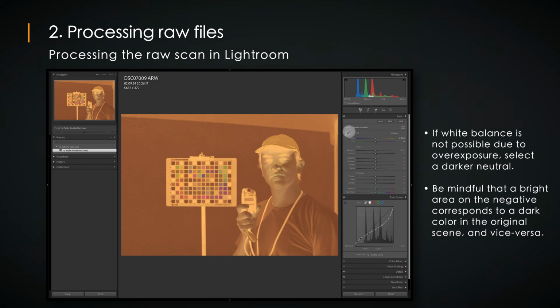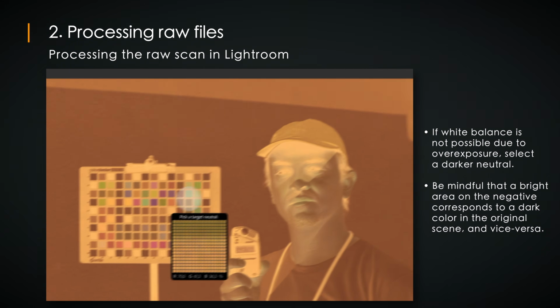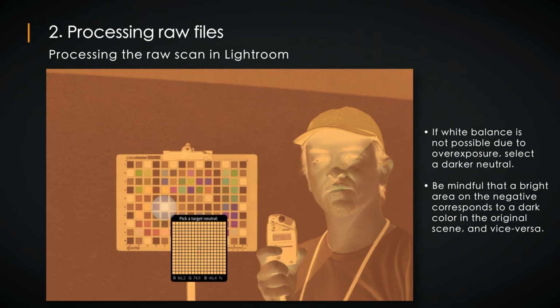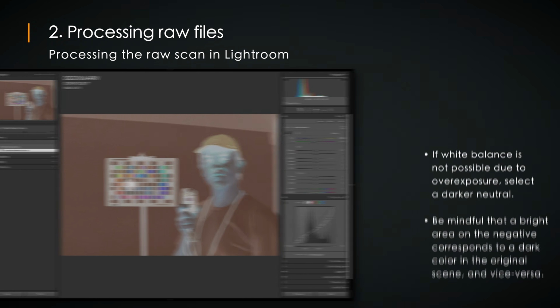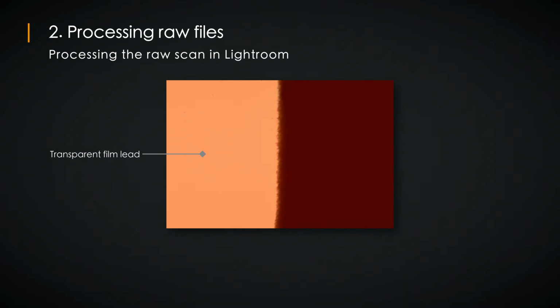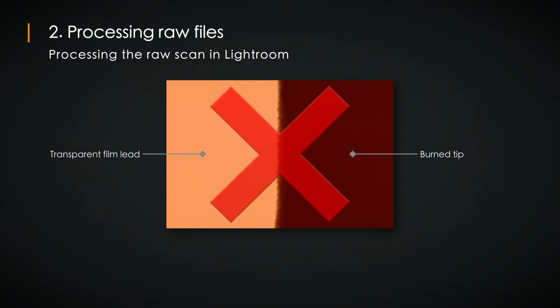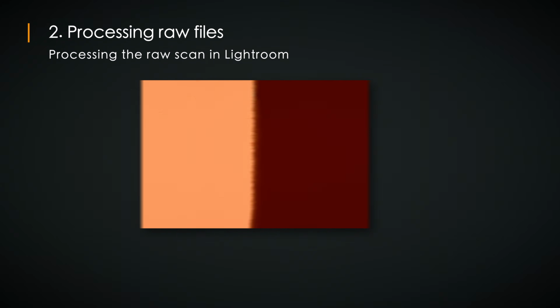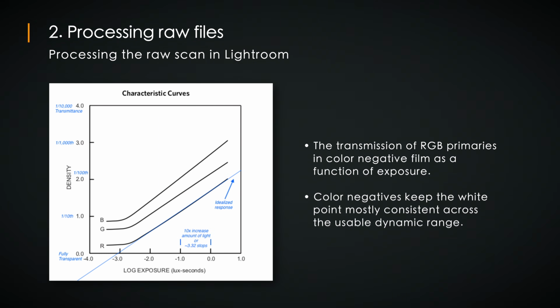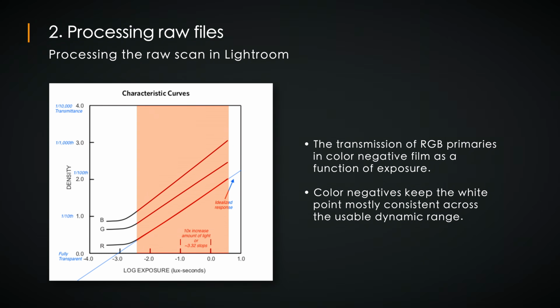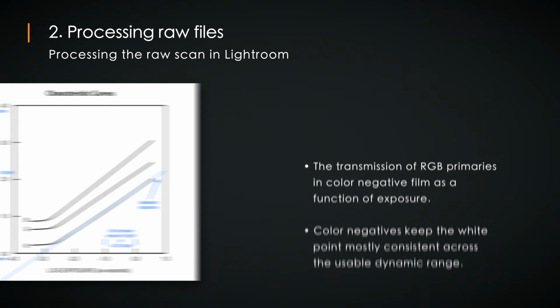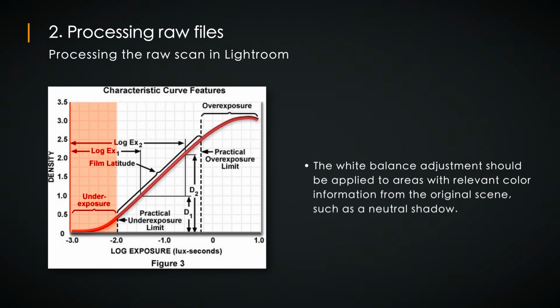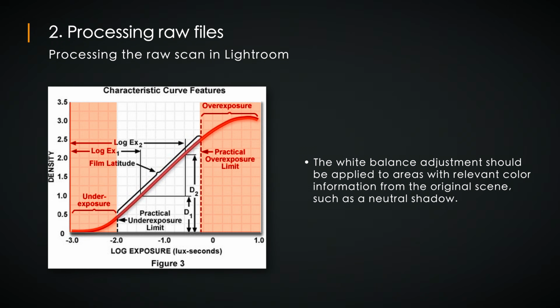Next, white balance the raw image to a bright, neutral area of the negative. In this case, I will pick what I know to be a dark patch on my color checker. Note that the transparent film lead and burnt tip won't accurately represent the neutral far ends of the negative dynamic range. Color negatives have a working range where the balance between channels is fairly linear and equidistant. Under- and overexposed areas exhibit nonlinearities that don't translate into useful image information.